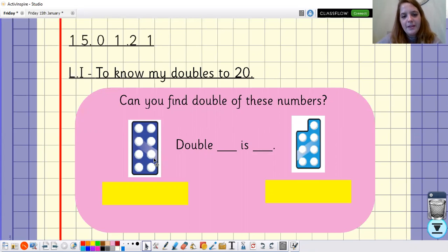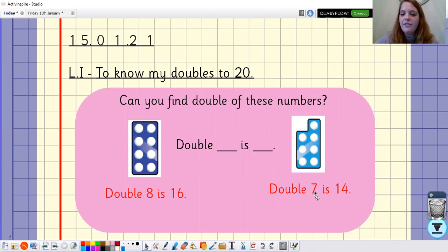Okay. Hopefully you've had a chance to find double of each of these numbers now. So this one, first of all, this one is a numicon block for 8. So double 8 is 16. Now for this one, this is the numicon block for 7. So double 7 is 14. Well done if you got those ones correct.